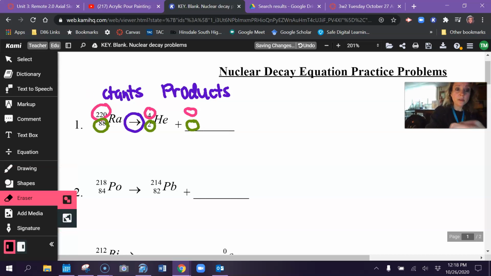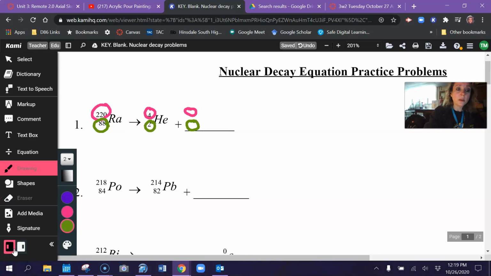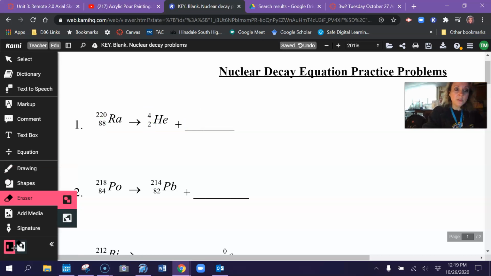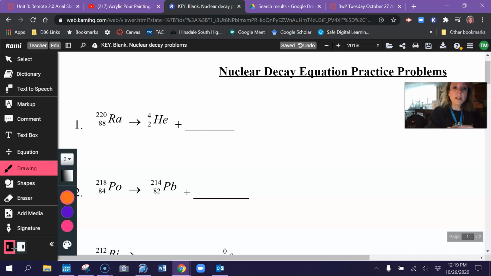Okay, so let me erase this, but I am going to keep my pink and green circles here. And let's write this in orange. So we have radium-220, which is going to undergo alpha decay, and I know it's alpha decay because this is an alpha particle, and it's going to form some other isotope, and that's what I need to figure out. I need to figure out what's the mass number of the isotope, what's the atomic number of the isotope, and what is the symbol for the isotope.